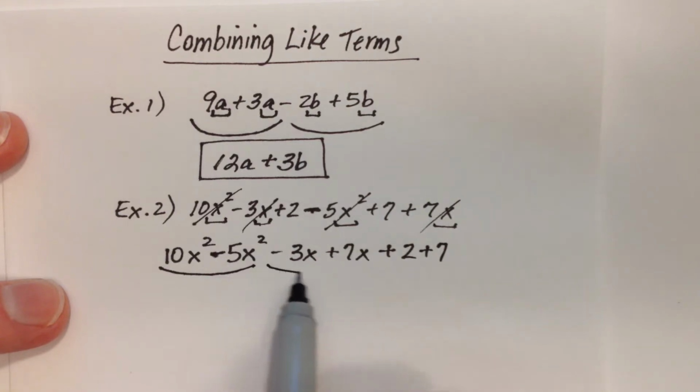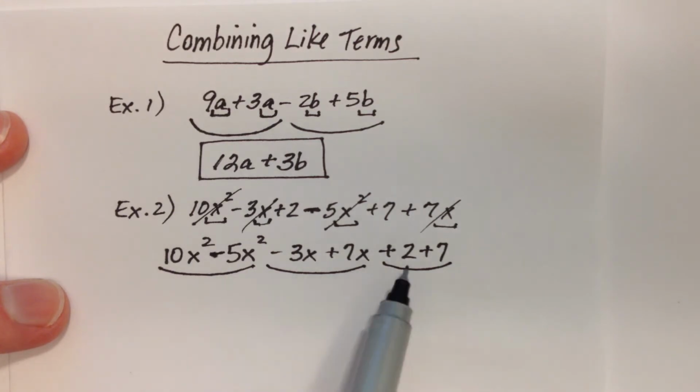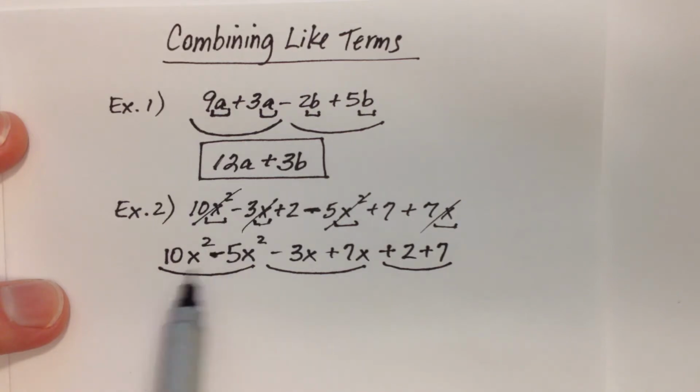Now we have all of our like terms grouped together beautifully. We've got our x squareds here, our x's here, and our constants here. So now we can go ahead and combine the like terms. And as in the last example, how do we combine like terms? We simply add or subtract the coefficients.